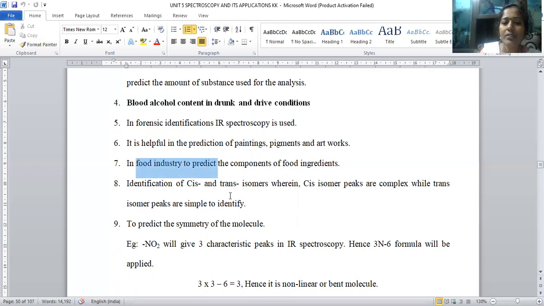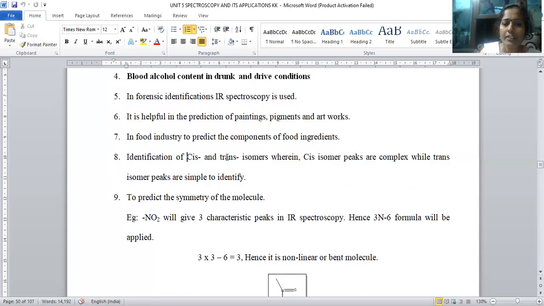And even in the food industry, to sterilize the food, and the components present in food materials can be conveniently diagnosed by using infrared spectroscopy. What are the food ingredients? What are the components present in that food material? That analysis is carried out by infrared spectroscopy.